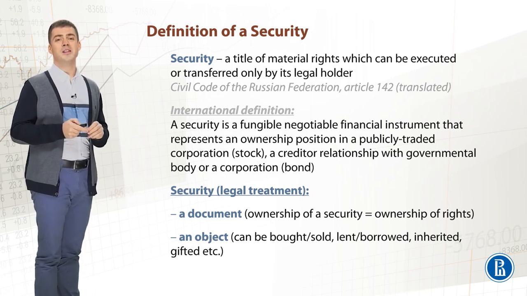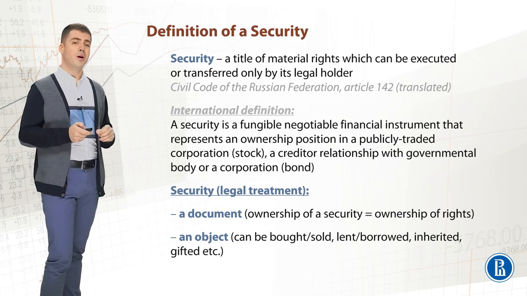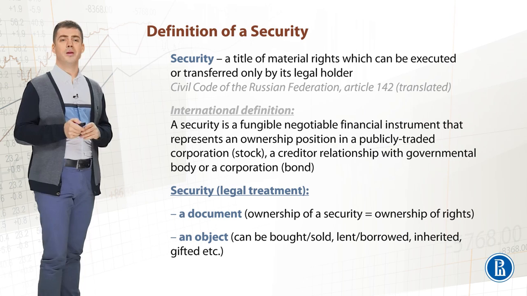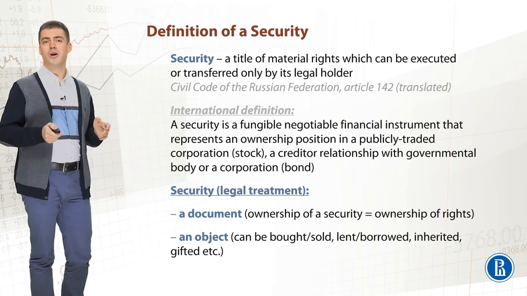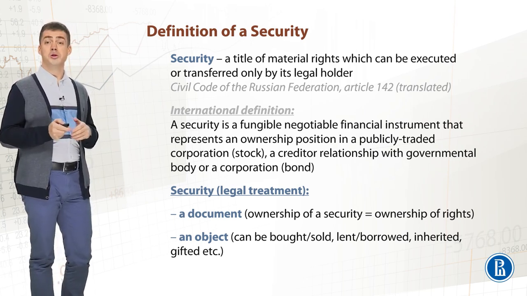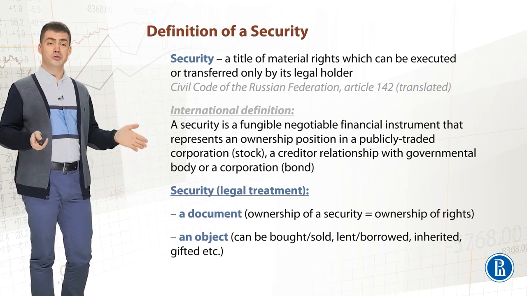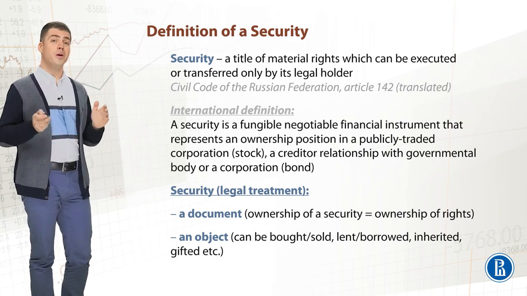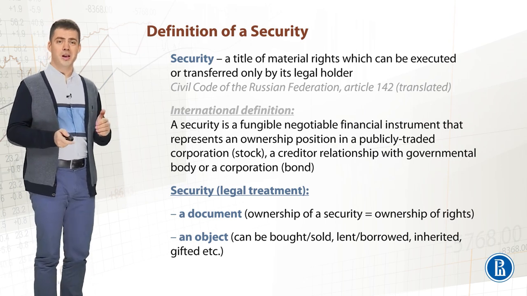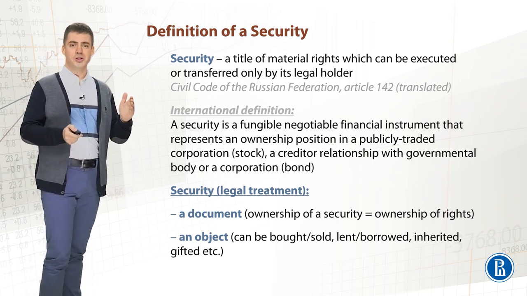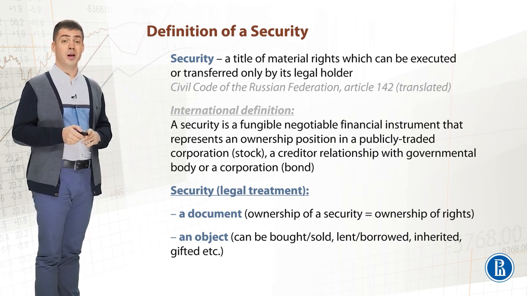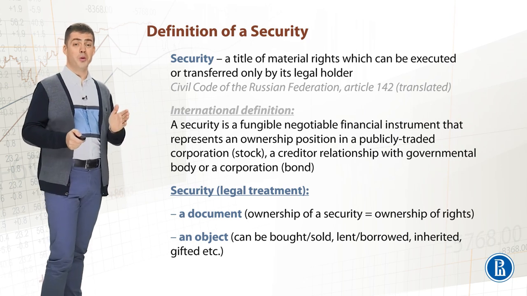However, an international definition based on the common law can be formulated as the following. A security can be thought of as a fungible, negotiable financial instrument that represents an ownership position in a publicly traded corporation, a creditor relationship with a government body, or a corporation. Here we can see that these definitions simply cover 3 important types of financial instruments: stocks, corporate, and government bonds.